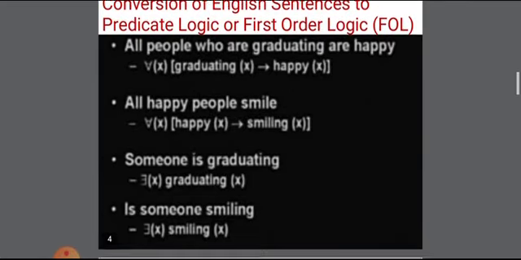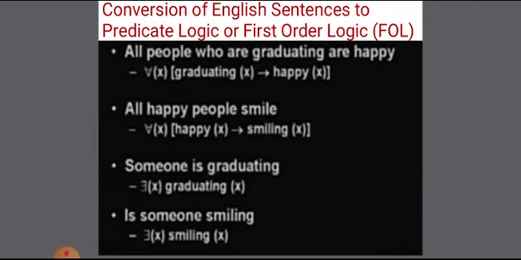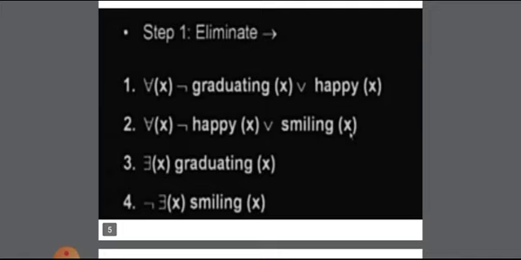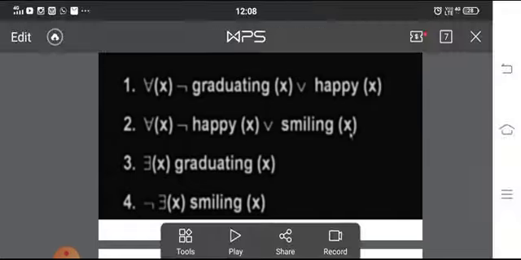See, here we had used the implication symbols when we converted into the predicate logic. So in this step, that is the first step of FOL to CNF, we had removed all the implication.